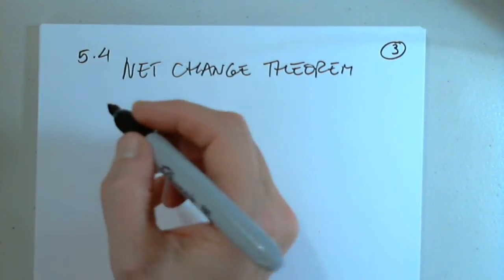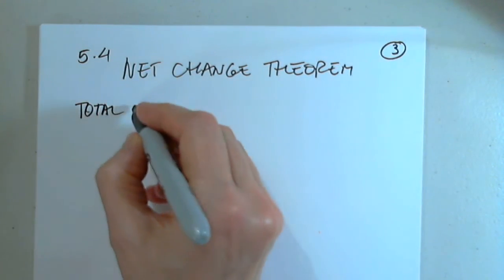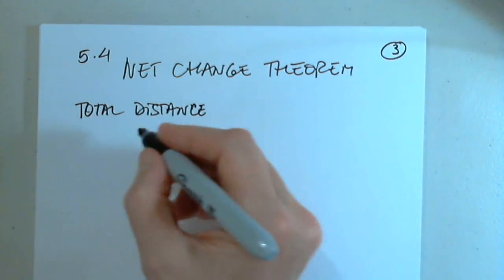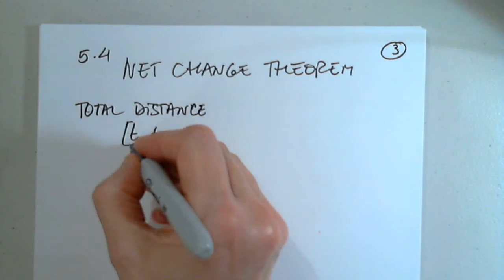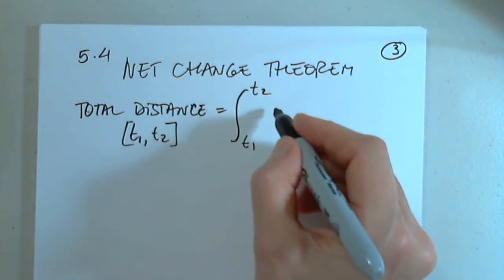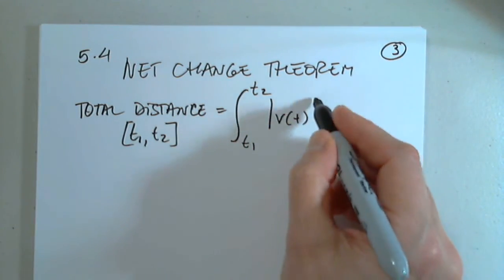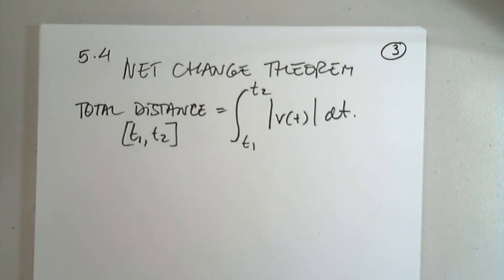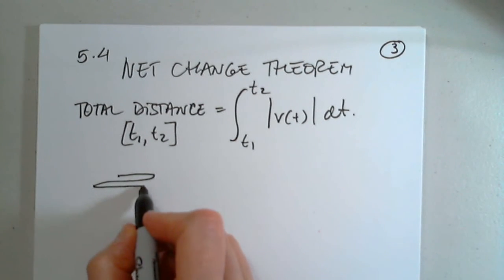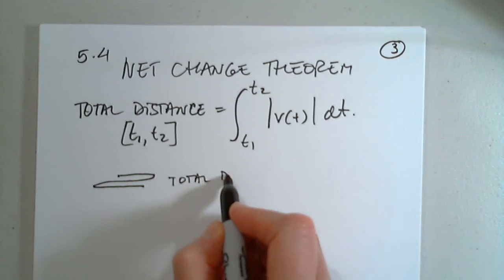So for example, if we want to find the total distance between time t1 and time t2, that will be the integral from t1 to t2 of the absolute value of the velocity function. Do you remember when we used this? We used it, but we did not use the integration at that time. That was when we looked at that particle that was going this direction and this direction and then this direction, and we wanted to determine the total distance.